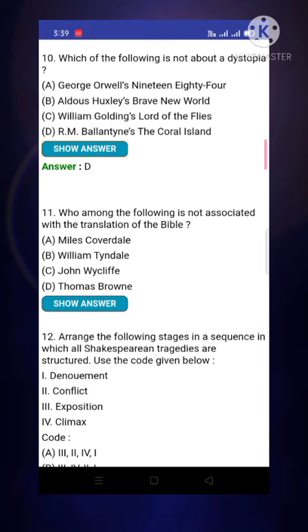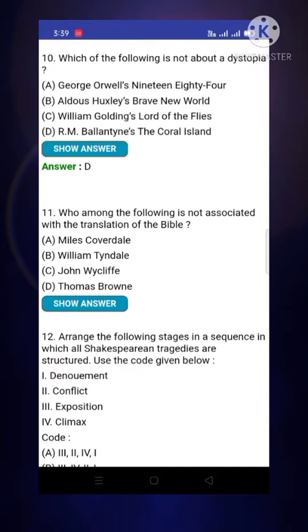Okay, now the 11th question. Who among the following is not associated with the translation of the Bible? This question is very important. It should be memorized. It should be kept in our mind forever.